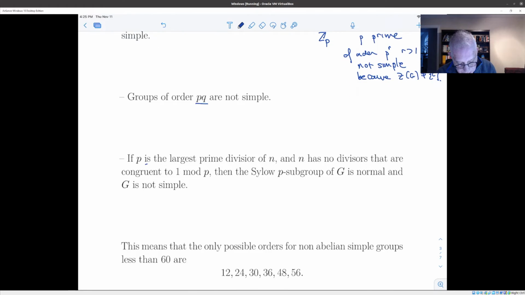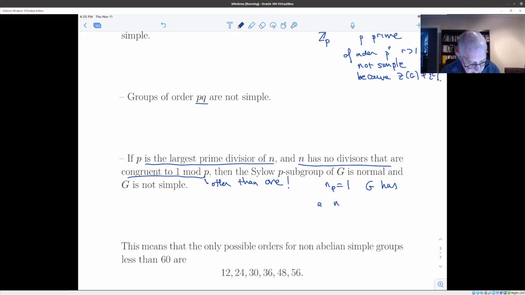If you take the largest prime divisor p of n, where n is the order of the group, and n has no divisors that are congruent to 1 mod p other than 1, then n_p has to be 1, and G has a normal subgroup. So this is another criterion which follows from Sylow's theorem.